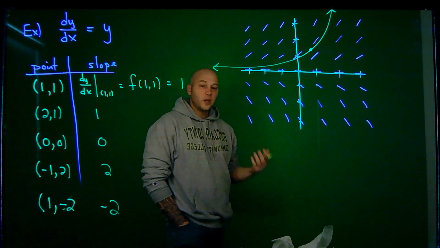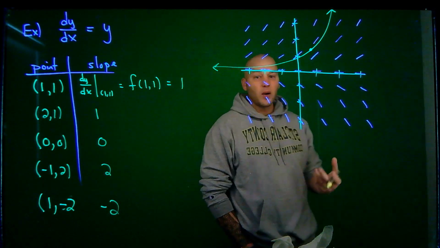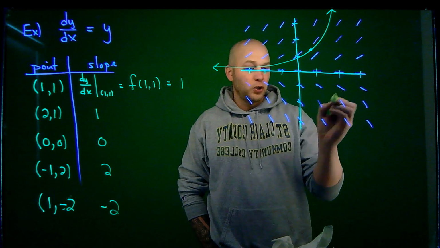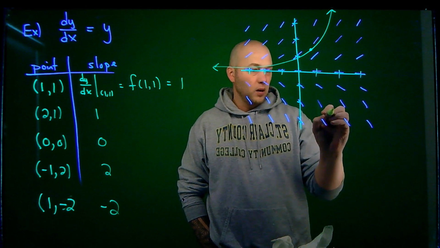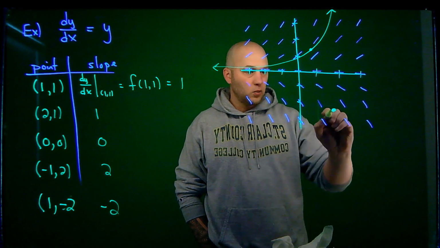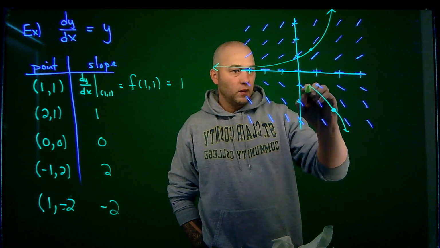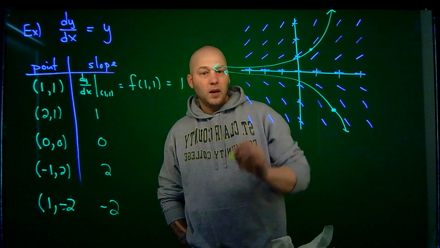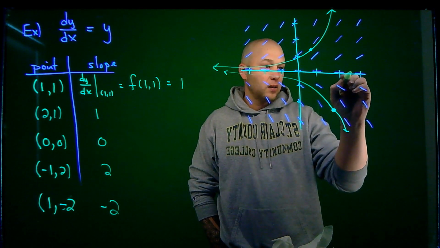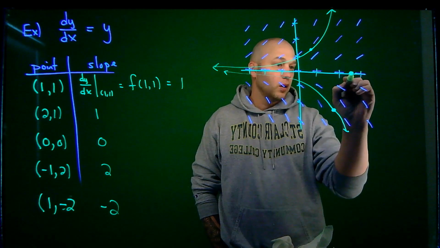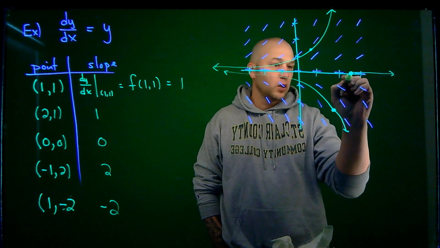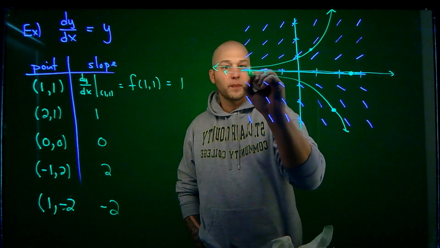Let me pick one or two more. Let's say I pick a point down here. It looks like it would go in this direction, and then it would trail off this way. And if I picked one on the x-axis, well, those are all flat, so it just follows along the x-axis.